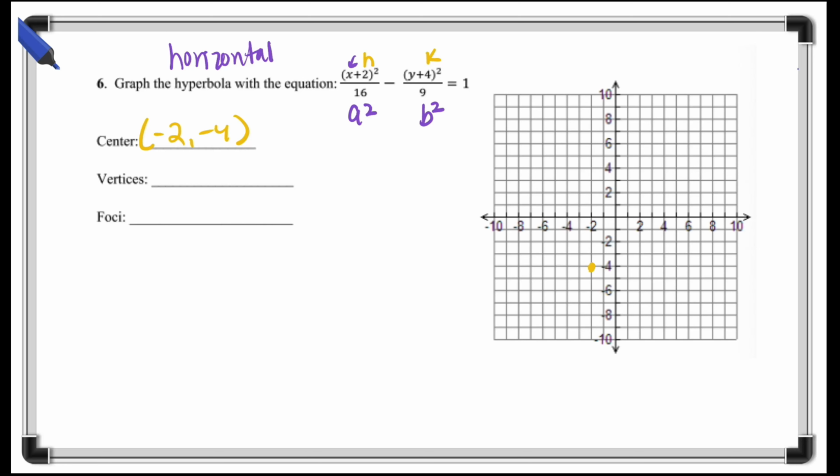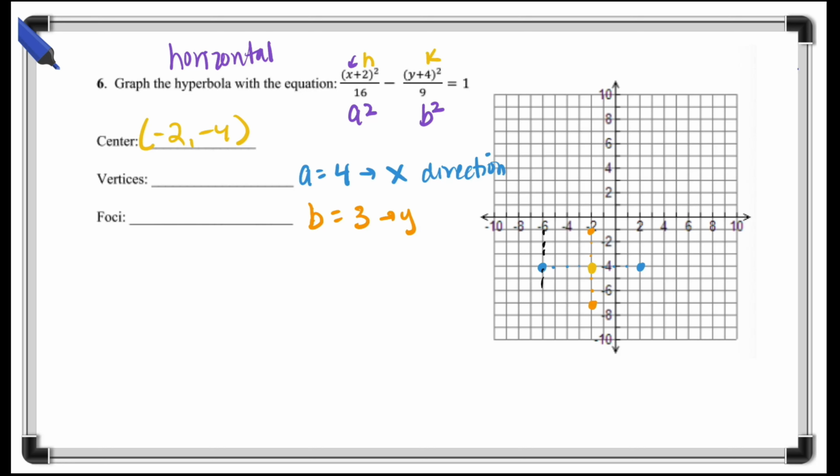So let's graph that first. Negative 2, negative 4, that's our center. Now to find our vertices, again, we're looking at our a squared. So in order to find a, right, we have 4. And that's going to be in the x direction. So we're going 4 to the right, 4 to the left. So 1, 2, 3, 4. 1, 2, 3, 4. We are also going to go in the b direction, and that's 3 in the y. 1, 2, 3, 1, 2, 3.